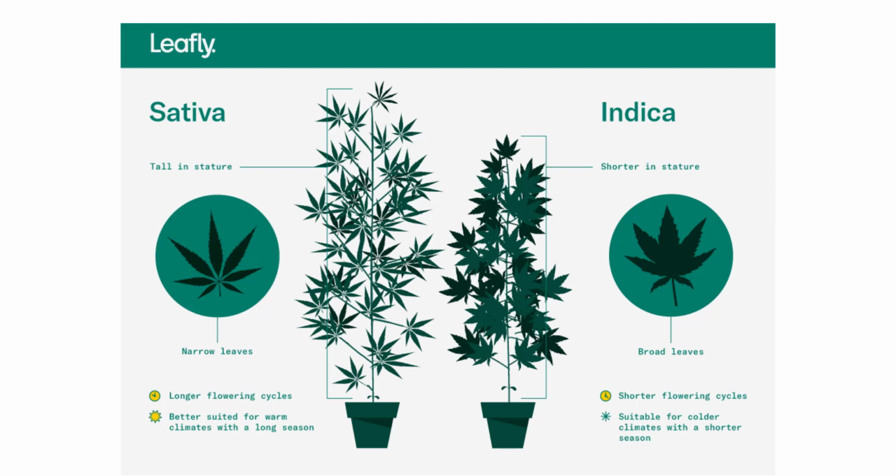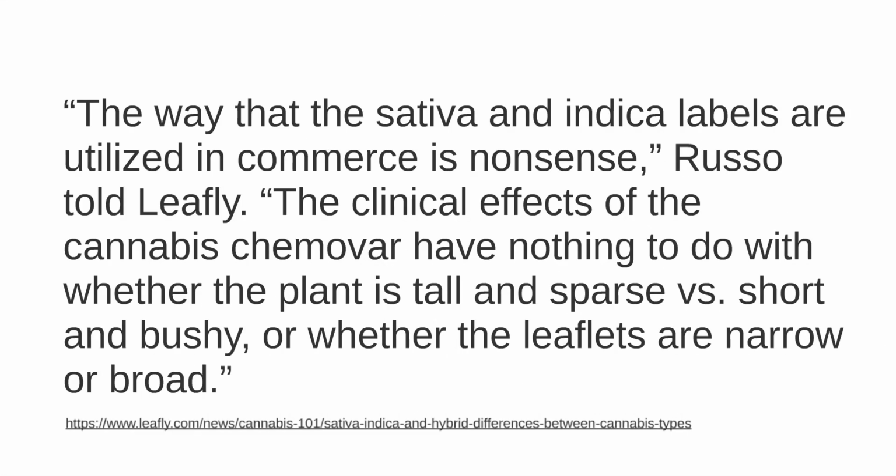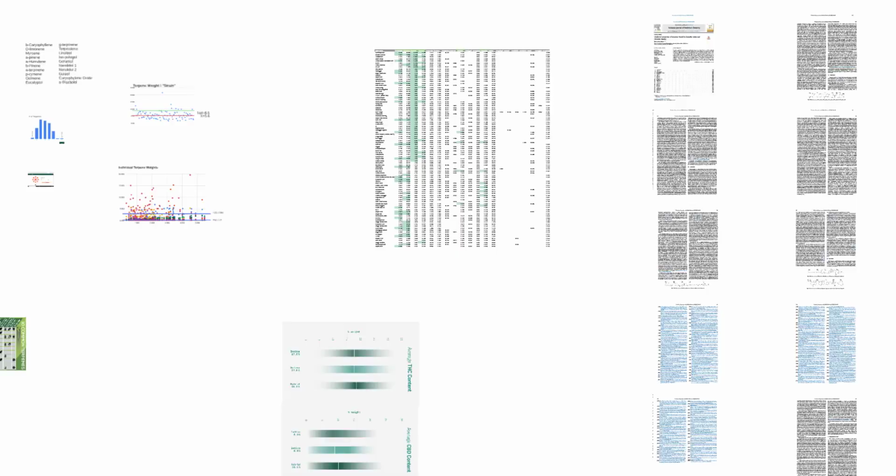Now, cannabis until now has been referred to by strain names that are broken into classifications that are either considered sativa or indica. Sativa and indica tend to describe not just how the plant grows, but what effects you should expect from those plants. In an article by Dr. Russo, he makes the case that using these labels can be nonsense, that the clinical effects of cannabis chemovars have nothing to do with whether the plant is tall or sparse, but rather it has to do with what the chemical nature of the plant includes.